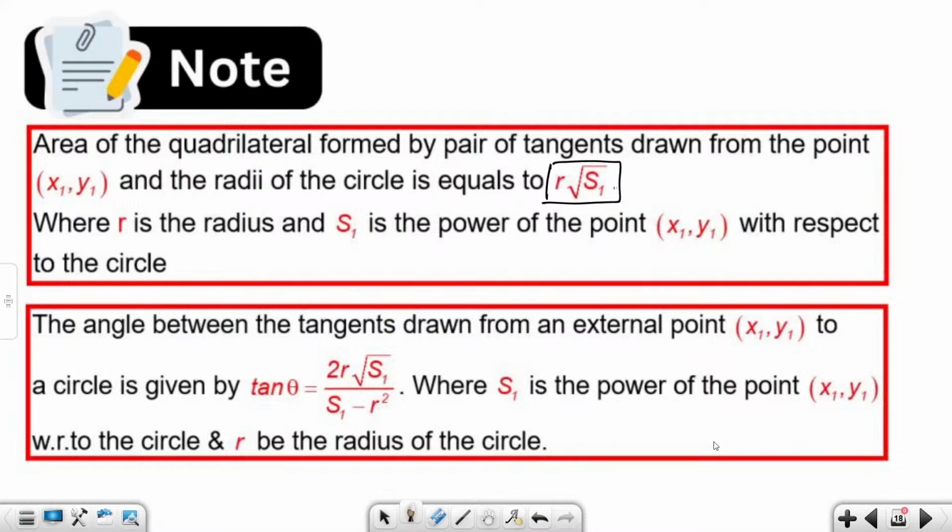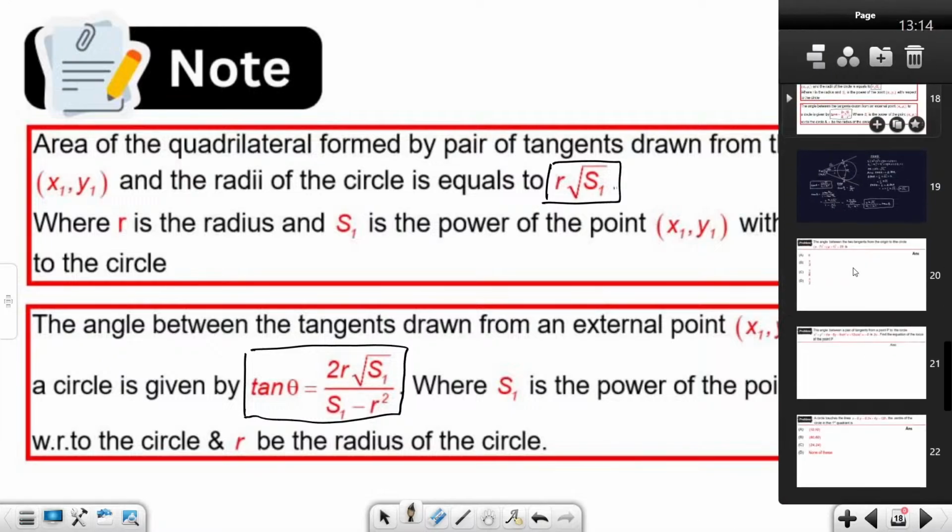Is it clear? What is R? R is the radius of the circle. What is S1? It is the power of the point x1, y1 with respect to the circle given. Okay, so treat these two results as a formula. If required, I will use this to save our time in the examination hall. Okay. So now let us take some problems on this.